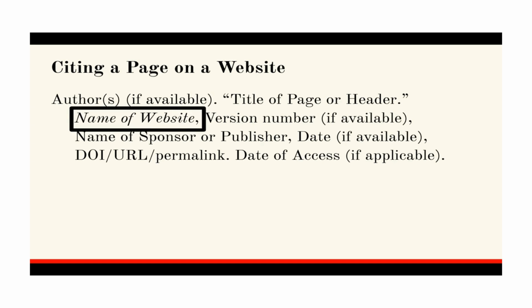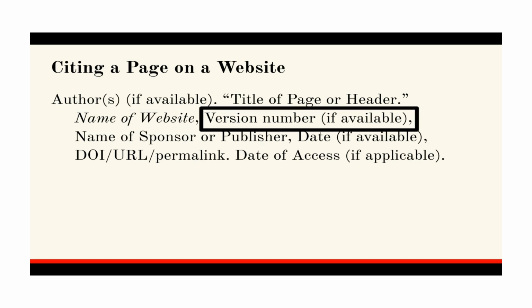Next comes the name of the website, italicized and in title case, followed by a comma. The version number is next, if that information is available to you. This is usually found either with the date information or at the very bottom of the web page. If you cannot find this information on the web page, skip to the next part of the citation.